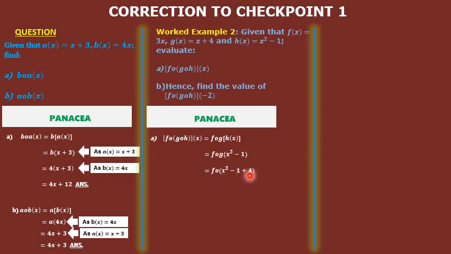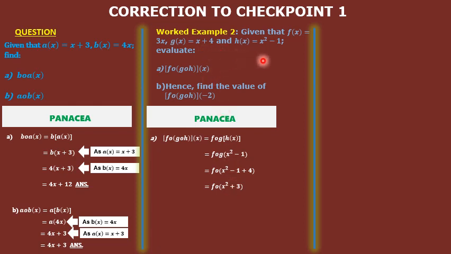I can simplify this. Minus 1 plus 4 will give me 3. So this is the same thing as f of s squared plus 3. So that's the result. Now from here now, this is f of s squared plus 3. It simply means this output that we have now, which is s squared plus 3, we are going to use it as an input for the function f.